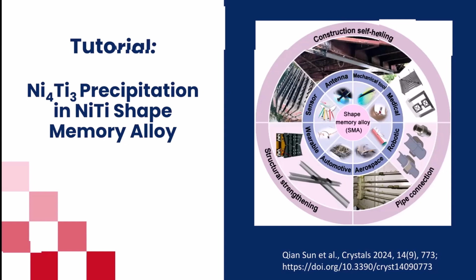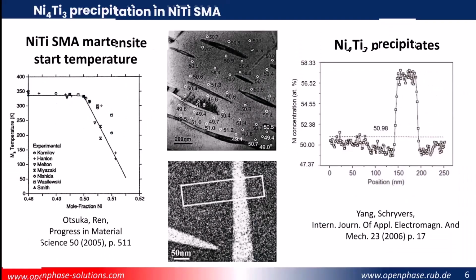But one of the peculiar aspects of the nickel titanium shape memory alloy, depicted here on the left, is that the martensite start temperature, which is the transition used in most applications, has very high sensitivity to the nickel content in the material. For example, once you cross the 50% composition of nickel and titanium, the martensite start temperature drops abruptly, and within 1.5% of nickel, it drops by 200 degrees, which is a lot.